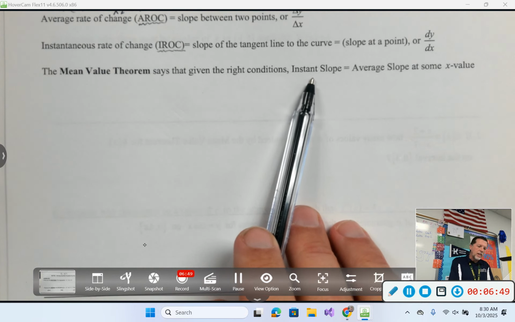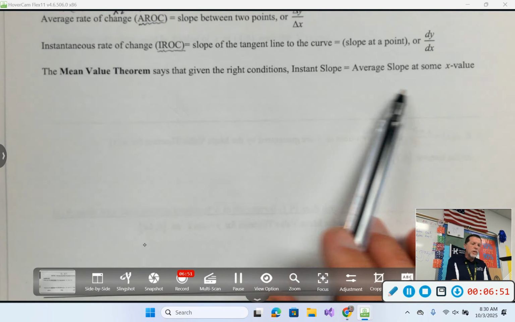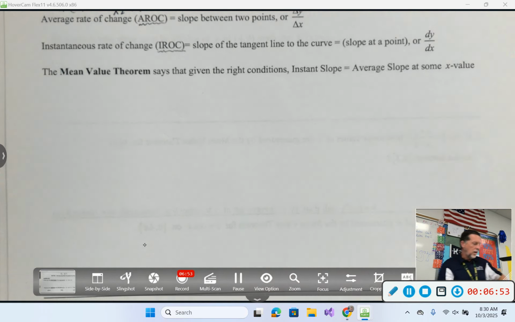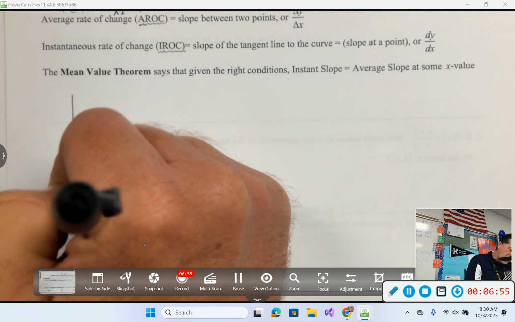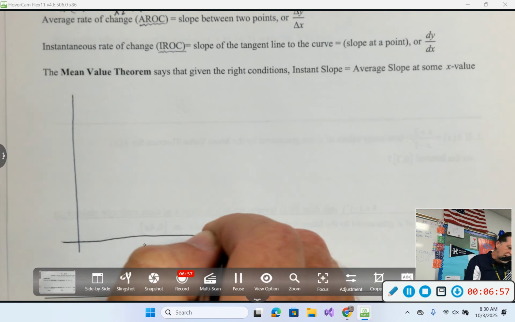Okay, so here it is said differently, or said again. The instant slope equals the average slope somewhere. Let's draw a picture and see if we can make sense of this graphically.